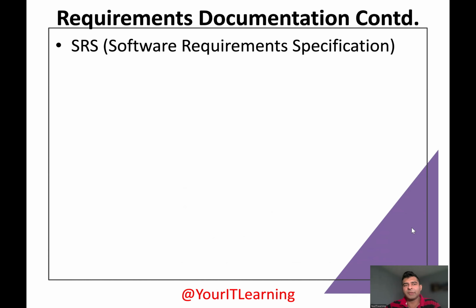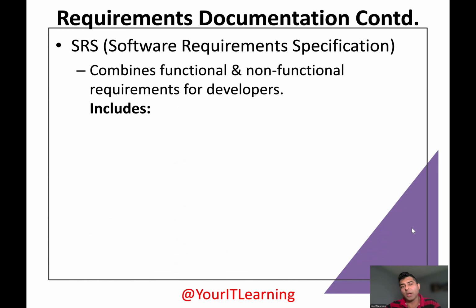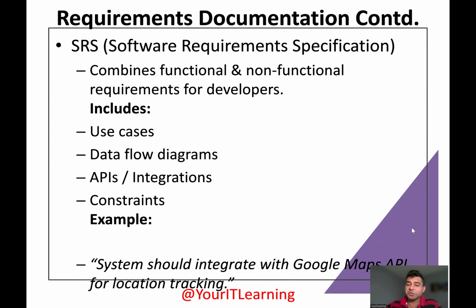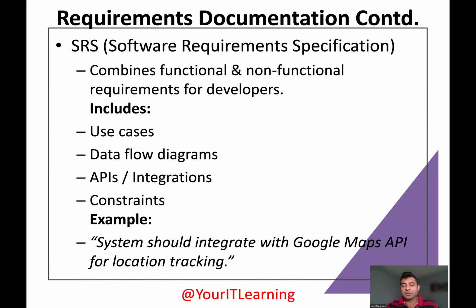System requirement specification. This combines functional and non-functional requirements for developers, and that includes use cases, data flow diagrams. So you create a flow diagram of how the data will flow, and API integrations. You will talk to the stakeholder or the architect to understand the API integration. There will be some constraints as well. For example, system should integrate with Google Maps API for location tracking.